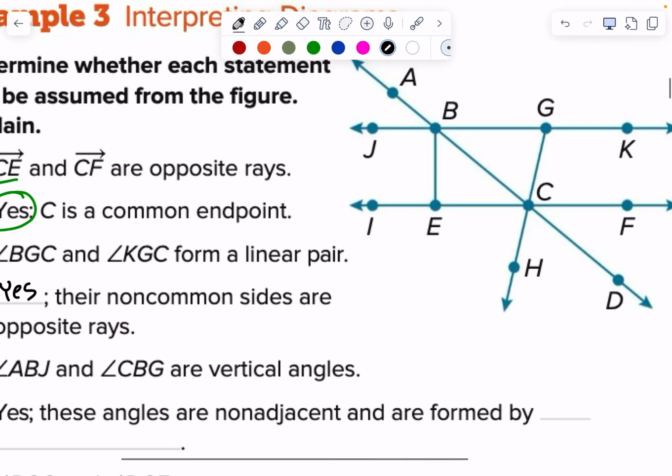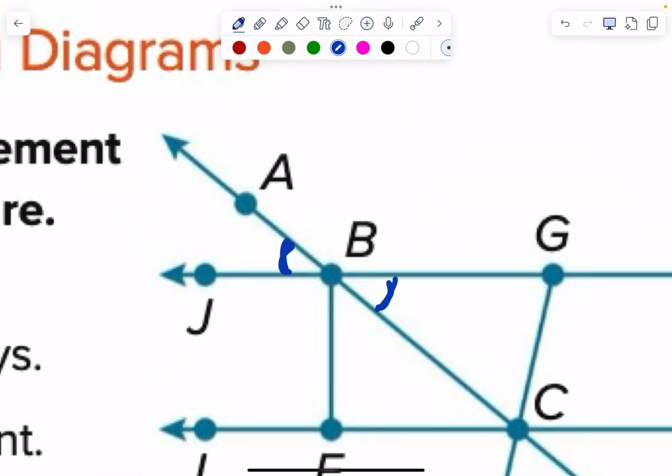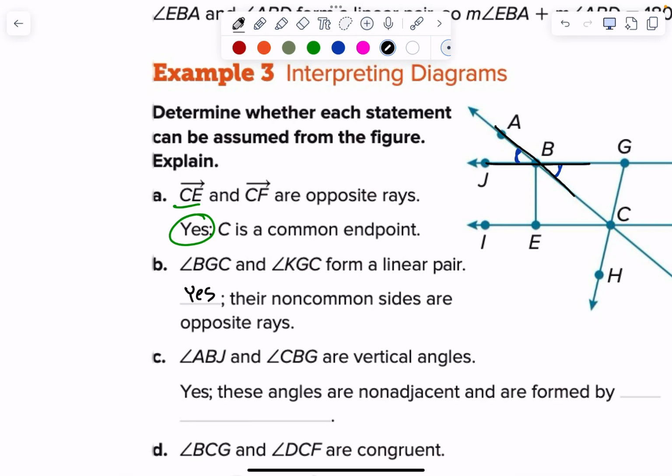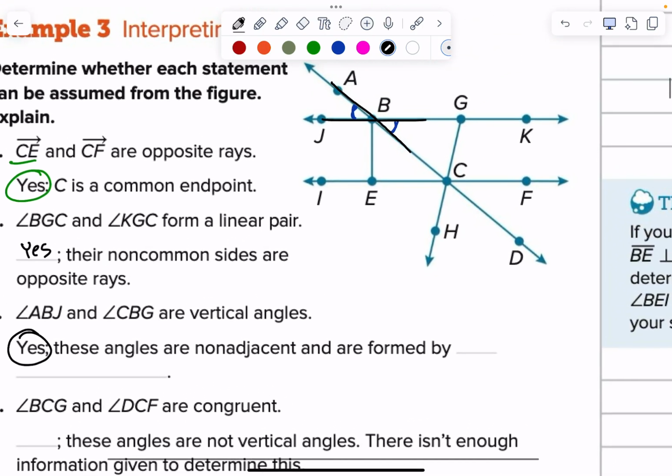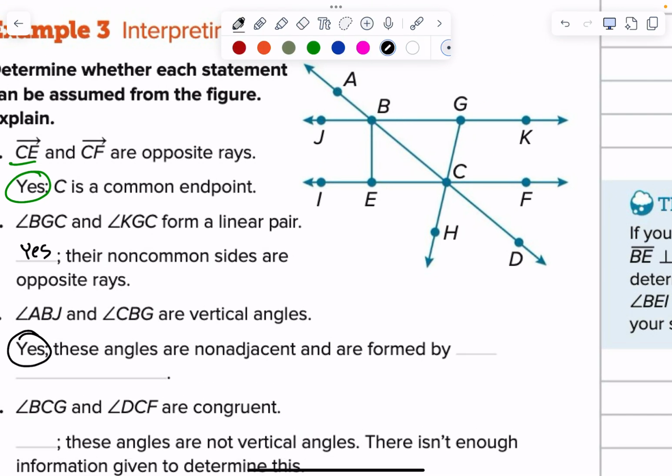ABJ is this guy. And CKG, BG is this guy. Those are vertical angles. Can we assume that those two blue guys are vertical angles? Do they make two straight lines in between them? Yeah. So we can assume that they're vertical angles, yes. Yes, we can.